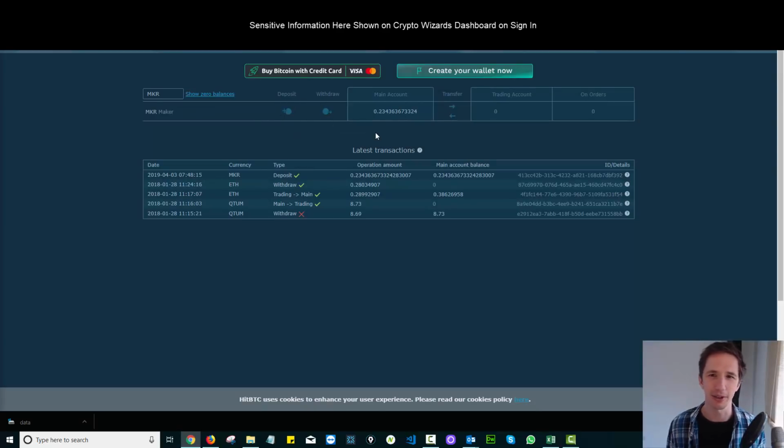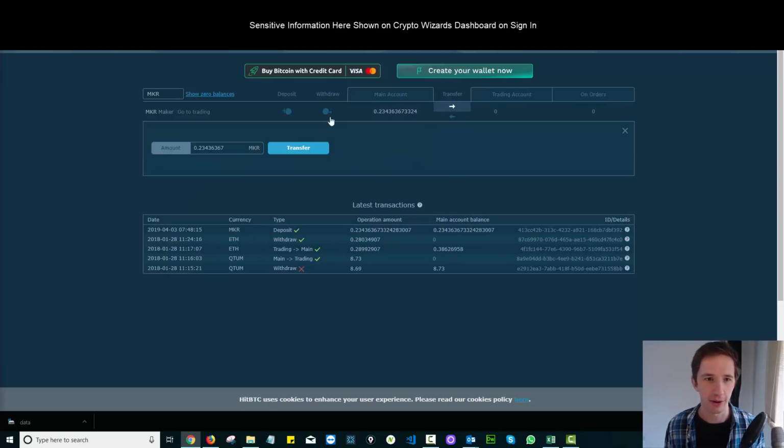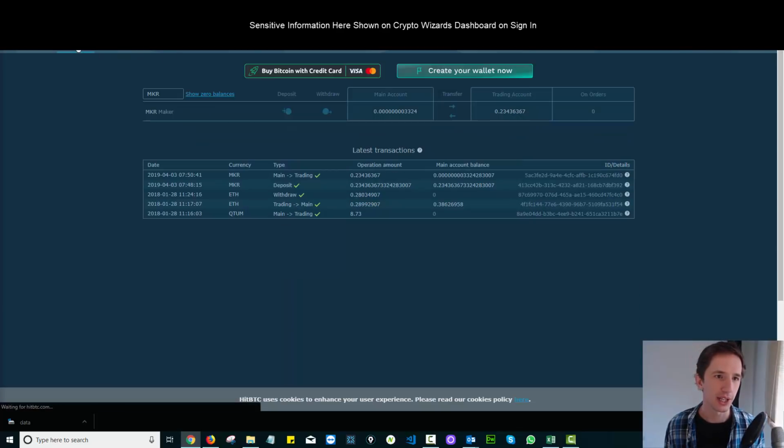Some exchanges are different, like now it's in the wallet, but we need to get it actually in the exchange. So we want to put it in the trading account so that we can trade it. So I'm just going to transfer all of that. So just transfer to the trading account. So now you can see that's all gone across, or pretty much all of it's gone across, into the trading account. And now what we want to do is go over to the exchange.